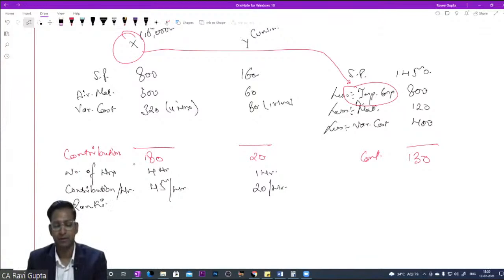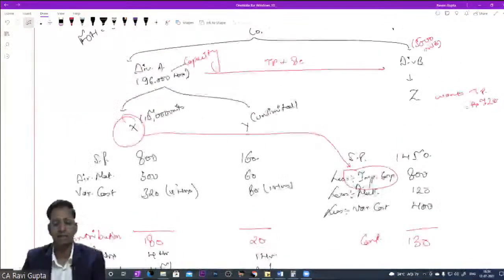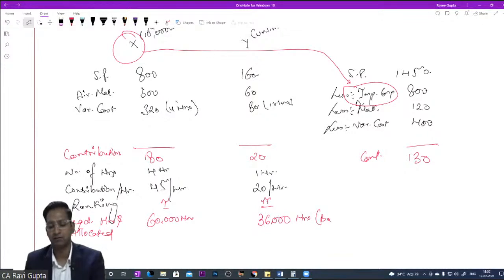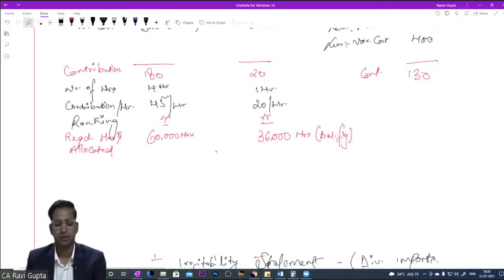The first ranking will be given to this and the second ranking will be given to this. We have 96,000 hours and now we are going to allocate. The required hours are 60,000 hours, and 60,000 hours are allocated, and 36,000 hours as a balancing figure.